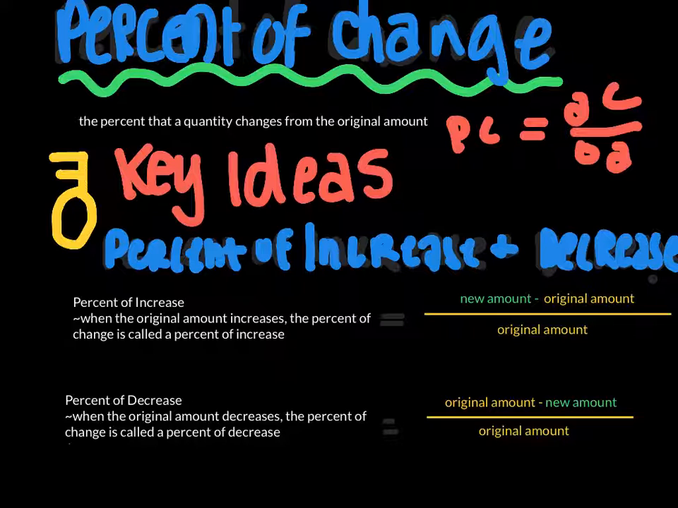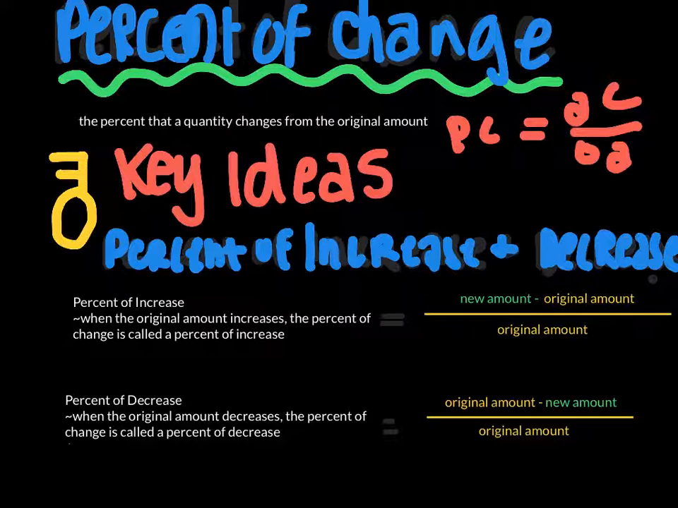When the original amount increases, the percent of change is called a percent of increase. The equation for that is the percent of increase equals the new amount minus the original amount over the original amount. So when you have it like a fraction like that, that means you'd be dividing by the original amount.